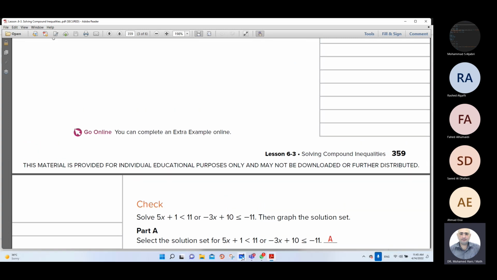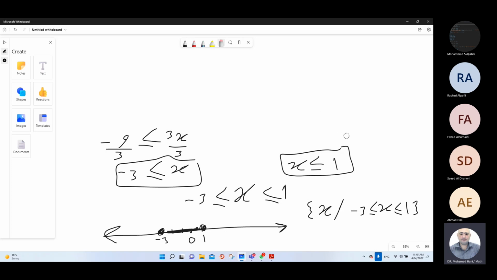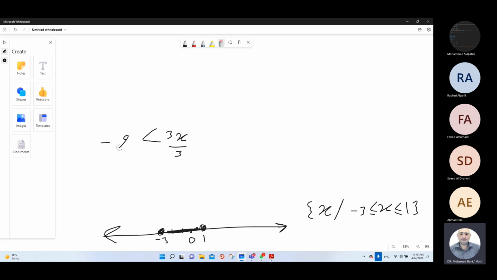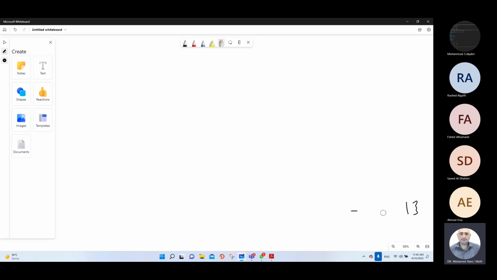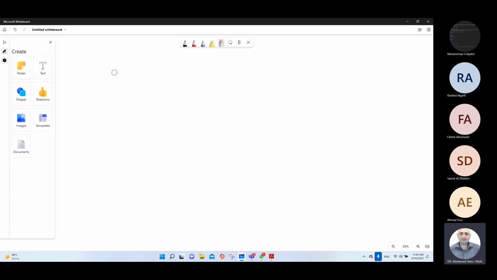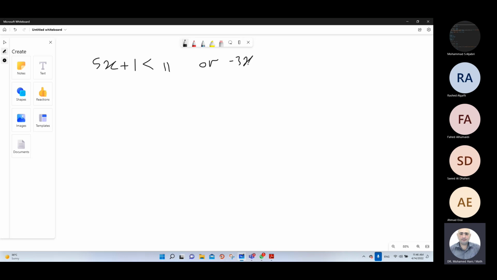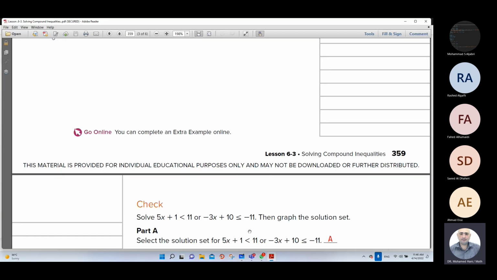For example here, 5x plus 1 less than 11 or minus 3x plus 10 less than or equal to minus 11.